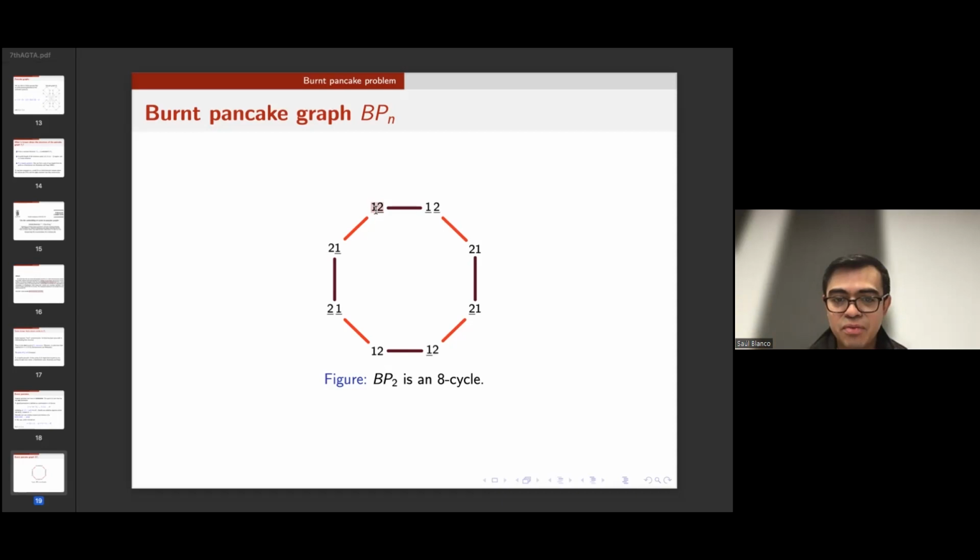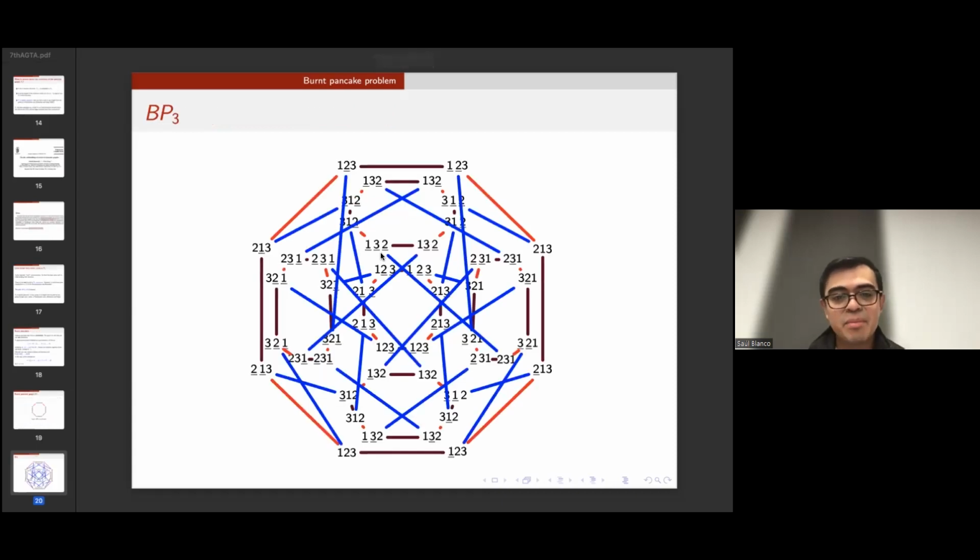You can flip the first character and you get to this one. Remember, every time you flip something, you change the sign. Then if you flip the whole thing, the characters are going to be 2, 1, but the 2 should be positive and the 1 should be negative because you need to alternate the signs. So in this particular case, you get an 8 cycle. Of course, you can add more pancakes and things get more complicated. This is what happens when you have 3 pancakes.